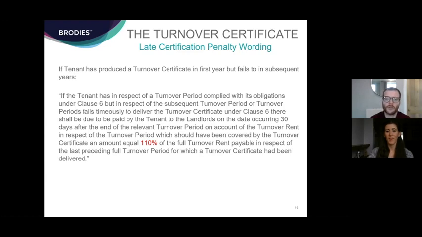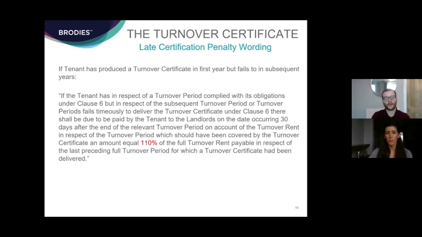are there any questions that have come in, Naomi? Yes, there's one that's popped up. So why does the landlord require a turnover certificate if they have access to the turnover information and the account records as well?